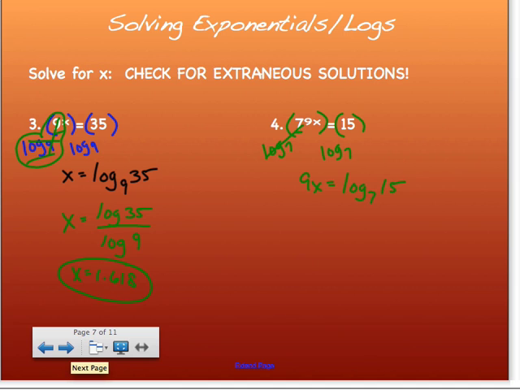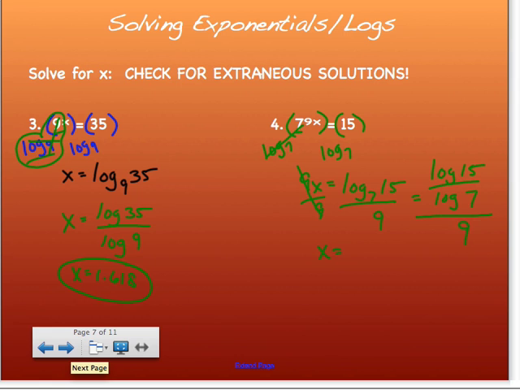And if I want to get x by itself, I'm going to divide by 9 on both sides. And when I do that, I get x is equal to this whole mess. But we can figure this out because really this is log of 15 divided by the log of 7. And once you get that answer, then we're going to divide it by 9. So go ahead and take out your calculator. I'm going to do log of 15 divided by the log of 7.